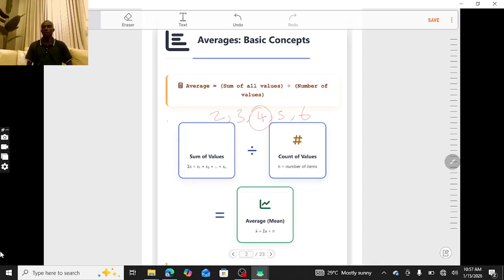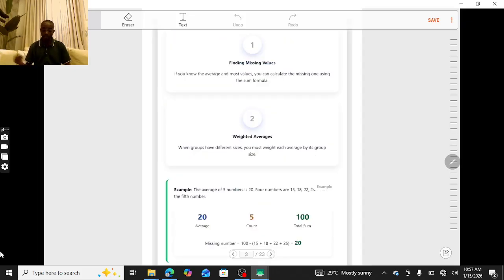So average exists because we have different values. But that is not what they're asking now, though it's something you can just add. The one that concerns us most today is the weighted average.